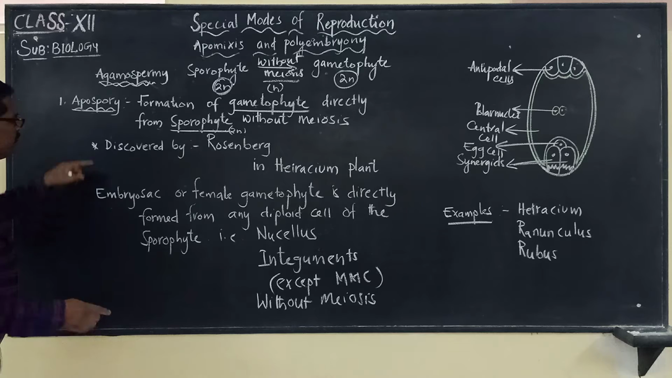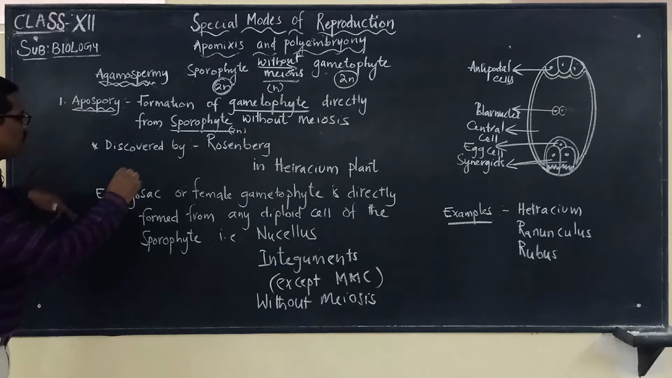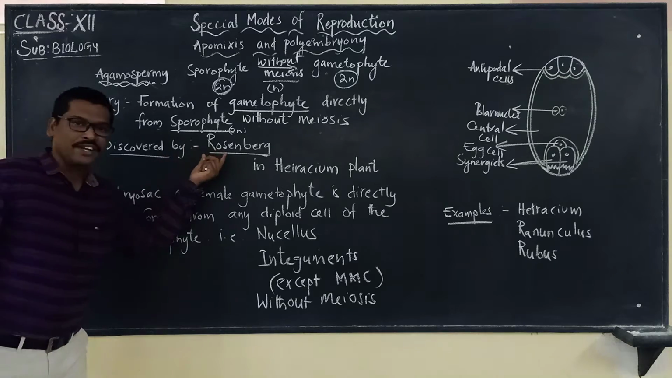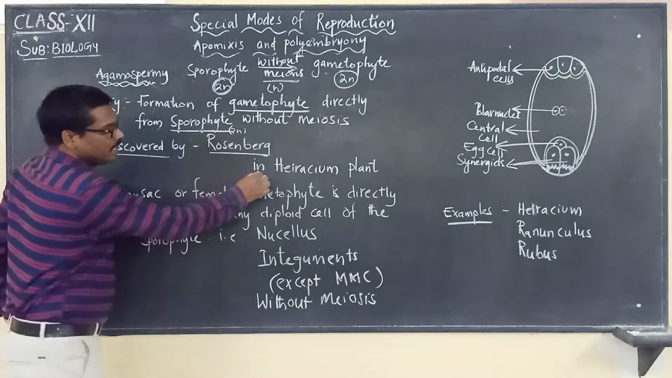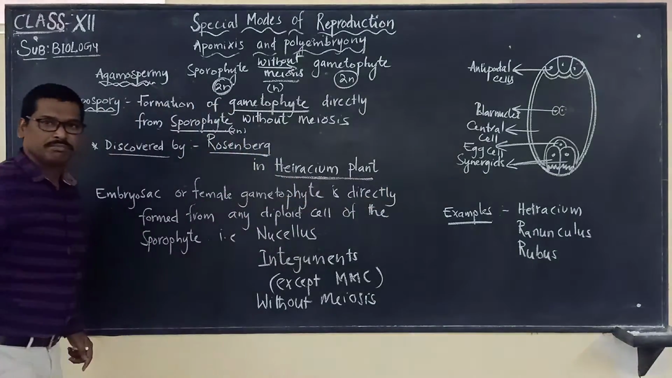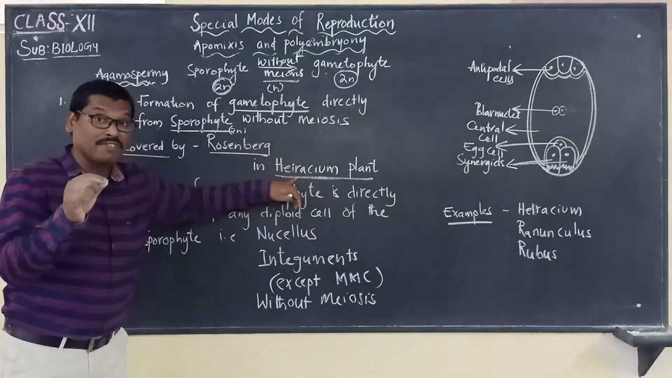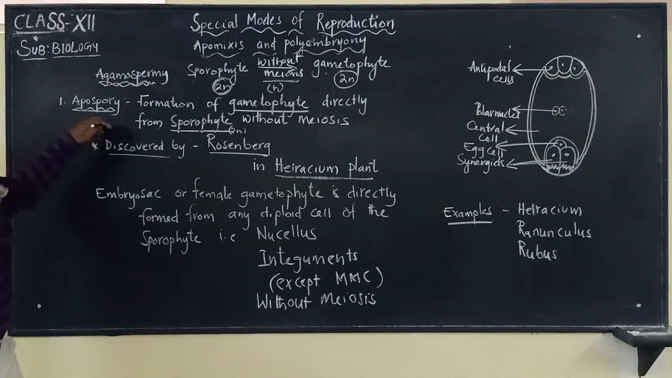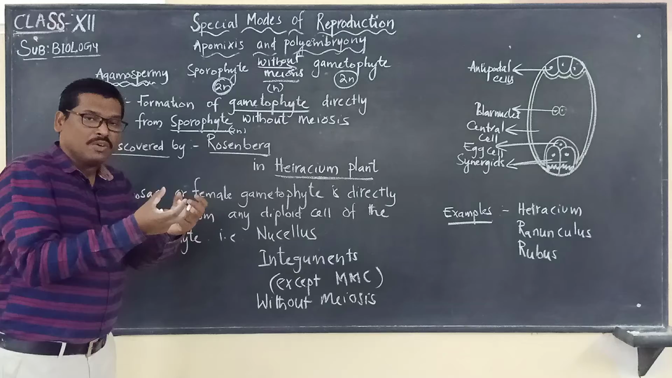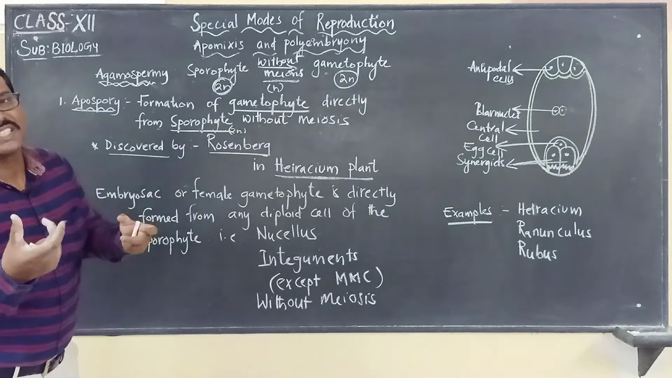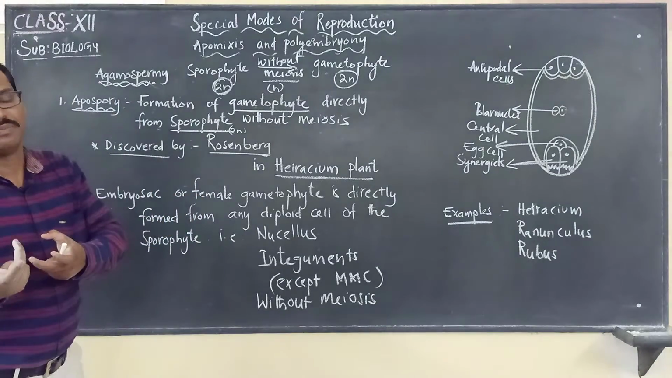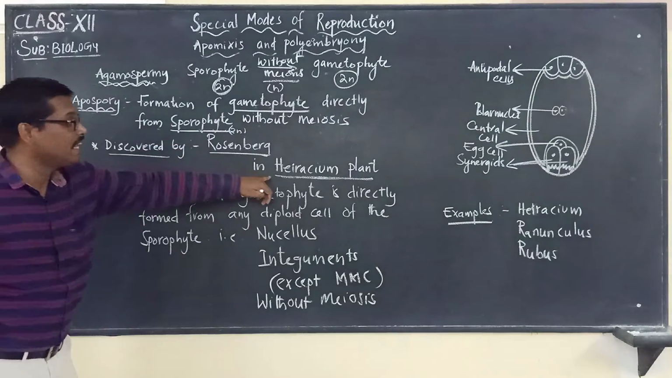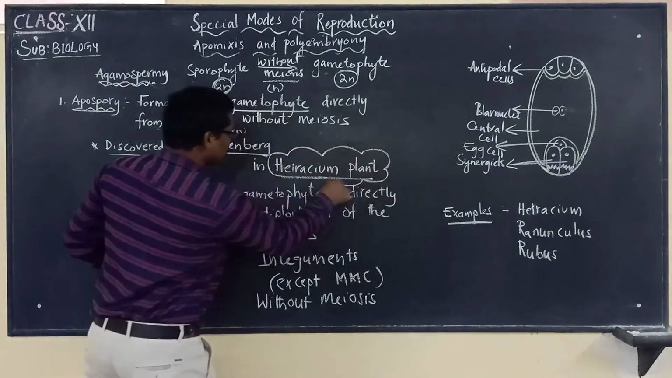For the first time, this process, apospory, is discovered by a scientist known as Rosenberg in the Heratium plant. What we said apospory? Apospory means the sporophyte, diploid cell, without undergoing meiosis, it produces the gametophyte, which is also diploid. So that is being discovered by Rosenberg in Heratium plant. Please remember this, Heratium plant.